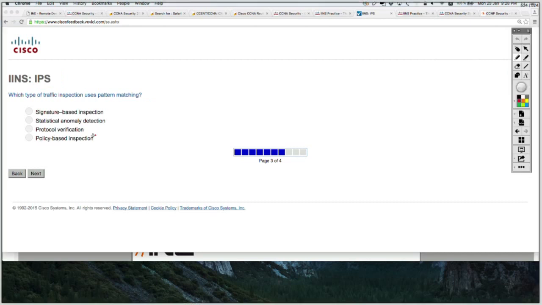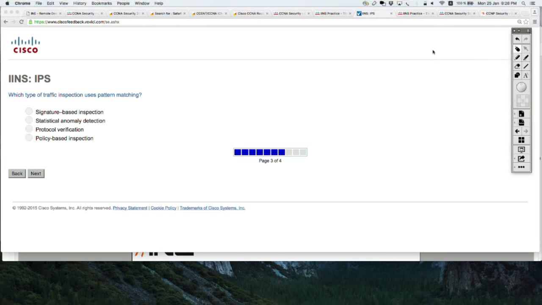So policy-based inspection, this clearly doesn't sound right. How could you policy-based inspect by using pattern matching? Doesn't make sense. Being policy-based by itself is not pattern, it is very specific. Then statistical anomaly detection, this is basically for day zero attacks. So unknown attacks which are not known, so there's no pattern to match those against. Then protocol verification. Protocol verification is used for RFC and sanity checks, not for pattern matching. So there you go. Should be signature-based inspection. And let's say next.